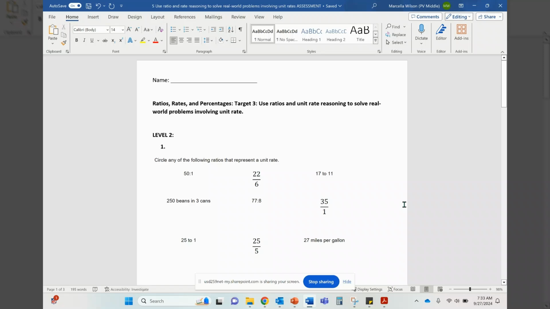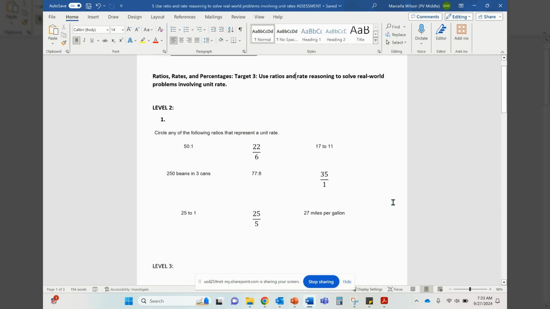All right, so this is your test over using ratios and unit rate reasoning to solve ratios. I did this wrong. Use ratios and rate reasoning to solve real world problems involving unit rate. So the first part says circle any of the following ratios that represent a unit rate. Now remember, unit rate is how much one of something is. So you're thinking miles per hour.